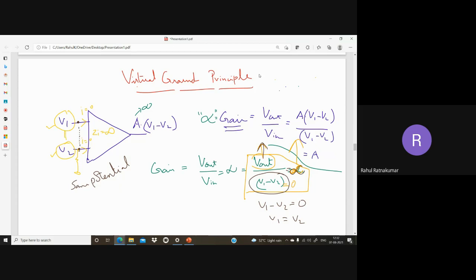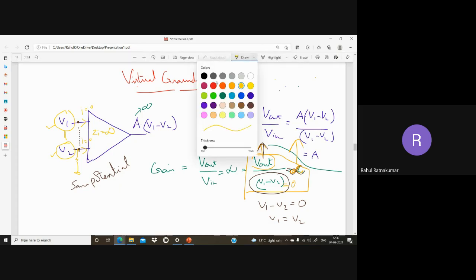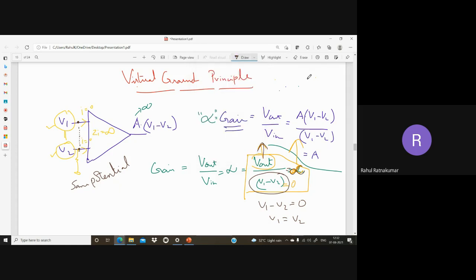If you understand this virtual ground principle, we can start analyzing some simple circuits. I'll repeat what we discussed, which is very important. The main point is the virtual ground principle. We assume that the gain of the op-amp is infinity, that means V out by V in is infinity. Output is gain times V1 minus V2. Input is V1 minus V2. So the gain should be infinity.